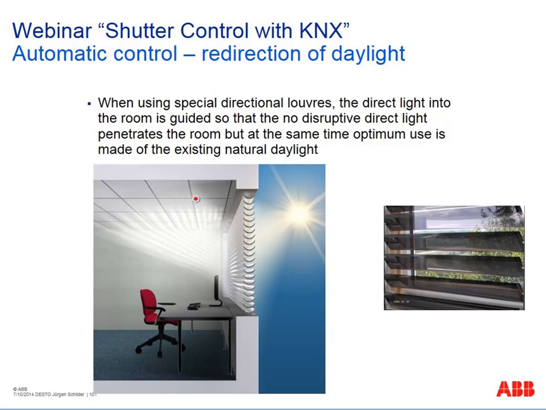So we get enough natural light from outside, but you can still sit at a PC. You can see no sunrays, but we get a lot of natural light inside, maybe to save electrical light, so we can switch off our light inside the room automatically. In this case we need again our shutter control unit, which knows the position of the sun, and we need this kind of special slats.